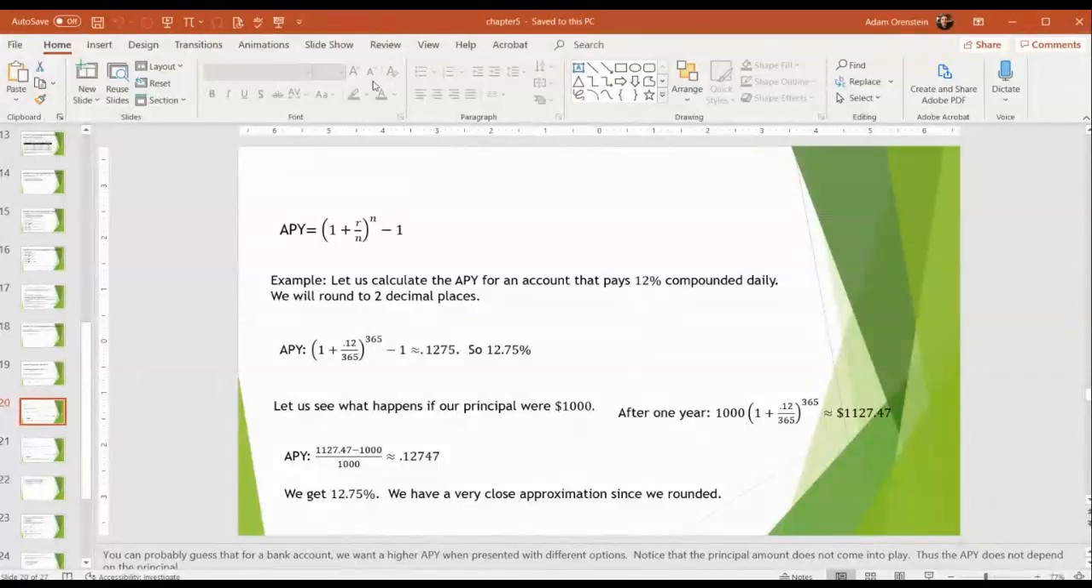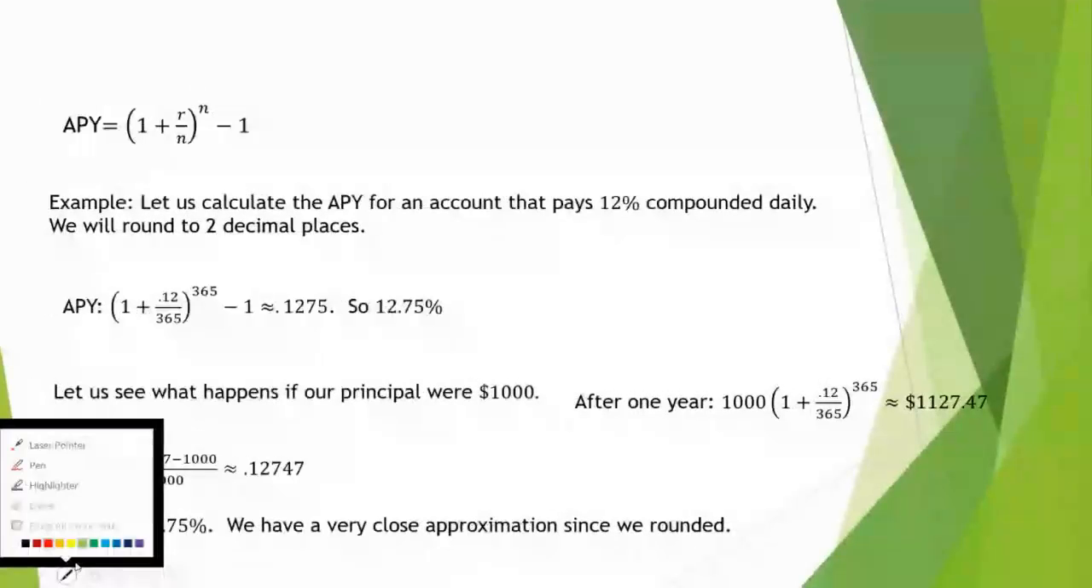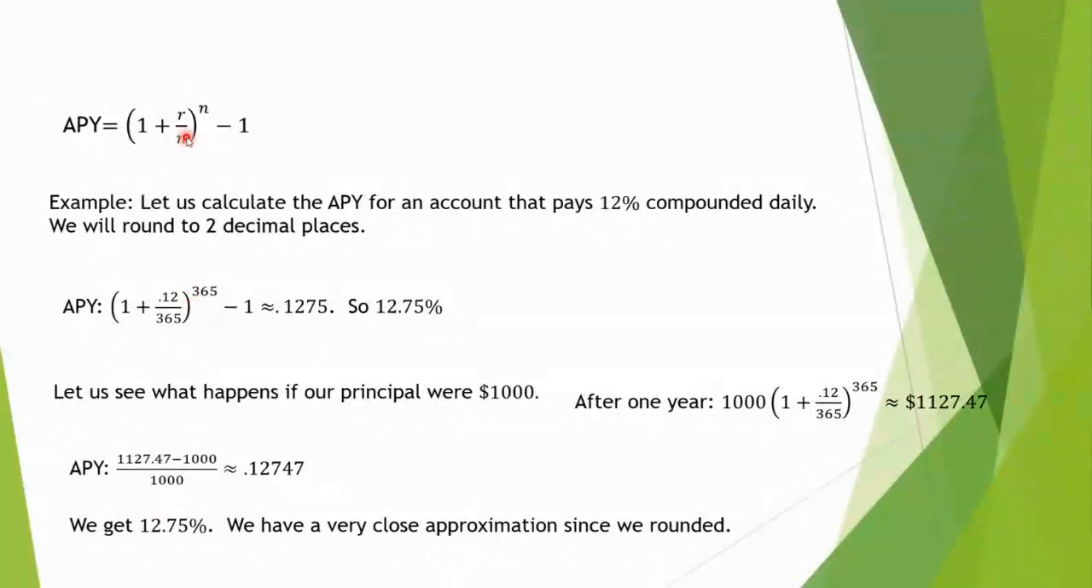And that's why we have this formula, right? This is the formula, R, 0.12, N, 365, and this is what we get. And again, if you do this in a calculator, we get 0.1275, which is 12.75%. So that's the percent that the amount increases in the account. So if we have an account where this actually happens, our percent increase in the balance will be this.